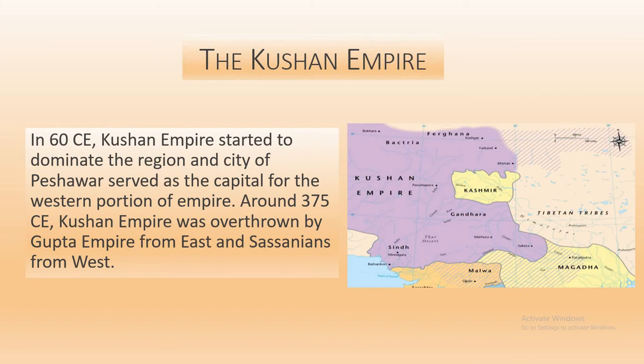Kushan Empire. In 60 CE, the Kushan Empire started to dominate the region and the city of Peshawar served as the capital for the western portion of the empire. Around 375 CE, the Kushan Empire was overthrown by the Gupta Empire from the east and the Sassanians from the west.